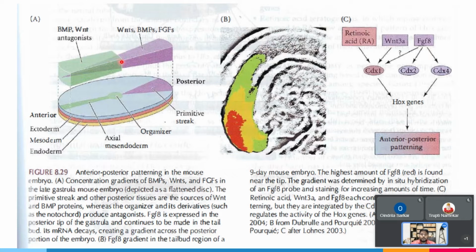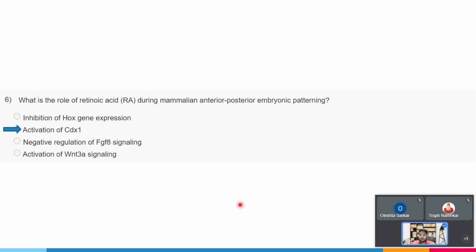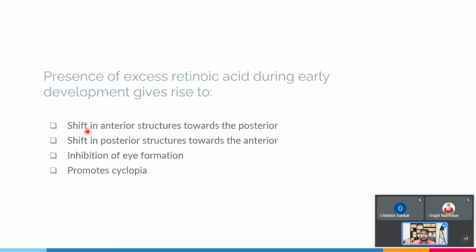At the organizer, the FGF signaling is the lowest, and in the posterior region it is the highest. So this is how the patterning occurs, and in reference to our particular question, what is the role of retinoic acid during mammalian anterior posterior embryonic development? It directly helps in the activation of CDX1 and thus helps in the expression of Hox genes. Does anyone have anything to add to this? If not, we can go right ahead into the next question.